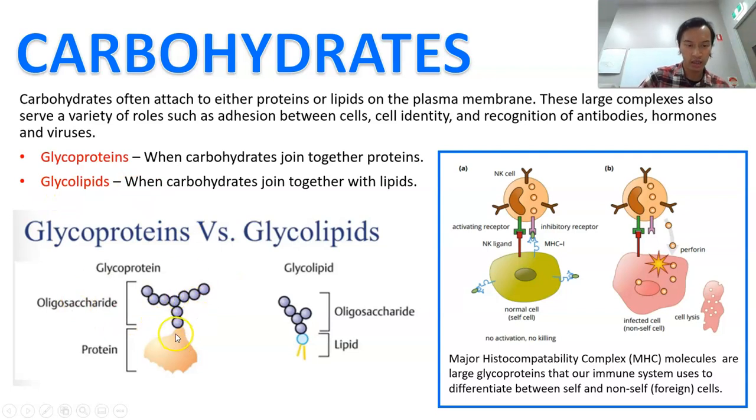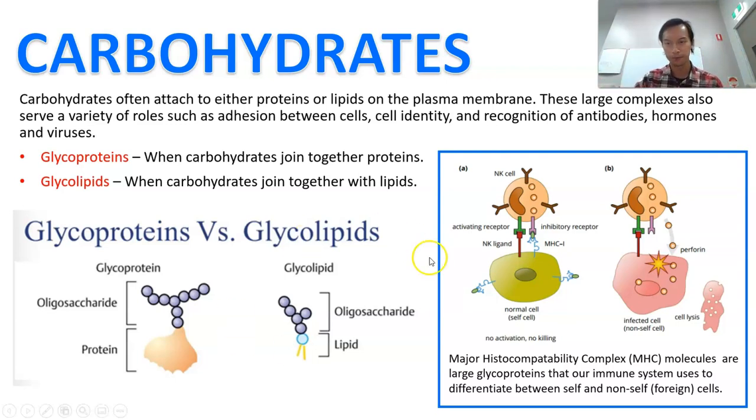So there's your glycoprotein, and there's your sugar molecule. There's the original protein. That's probably an integral protein. And if it's a glycolipid, it's attached to the phospholipid molecule that's on the plasma membrane. Now, an example of the usefulness of carbohydrates in your plasma membrane is through what we call the MHC complexes. MHC stands for major histocompatibility complex, and these molecules are really large glycoproteins that your immune system uses to figure out which cells belong to it and are considered self, and which cells do not belong to you and are considered foreign cells.